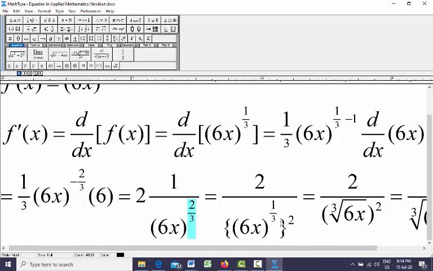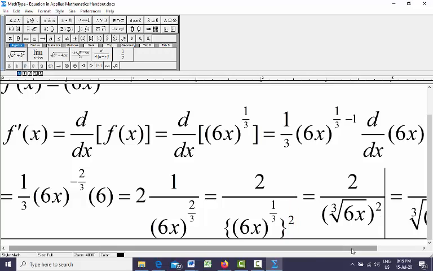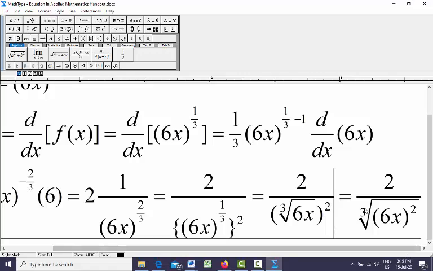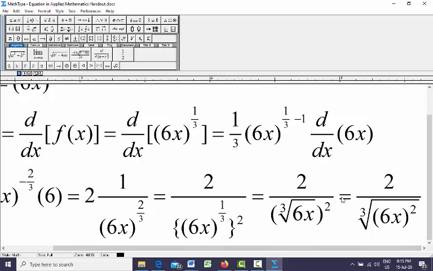So 6x power 1/3 can be written as cubic root of 6x, and then on top of that we have a power 2. We can write it that way. So that's the answer.